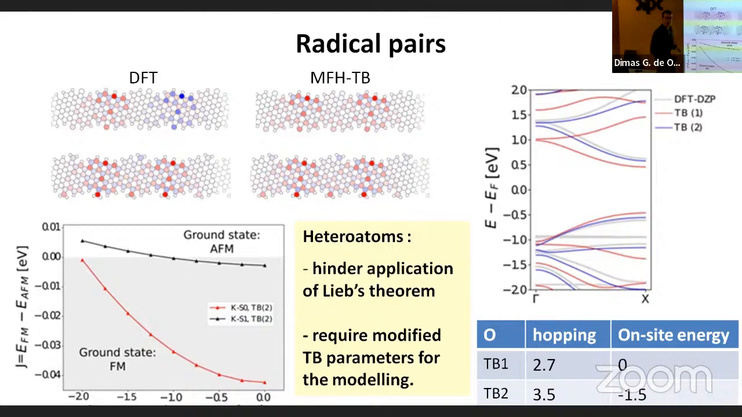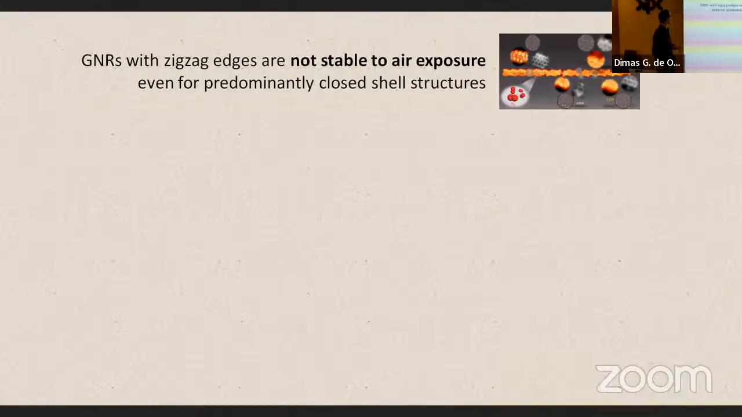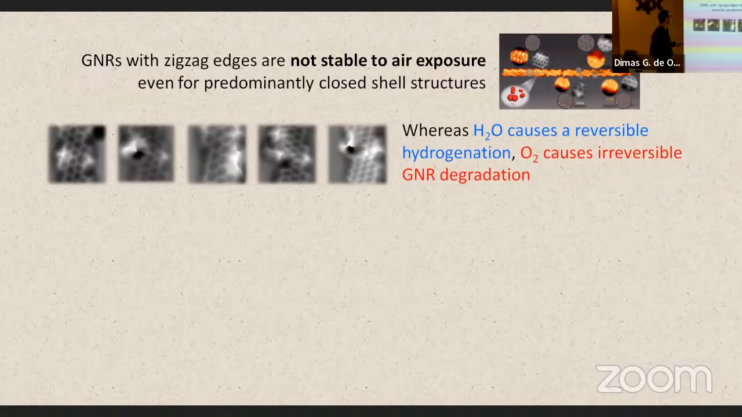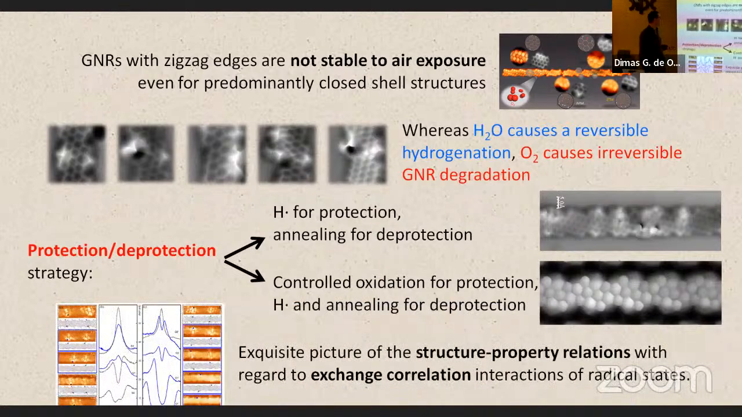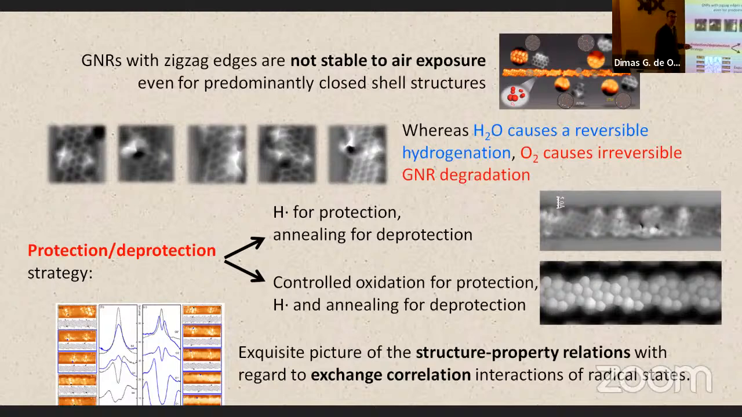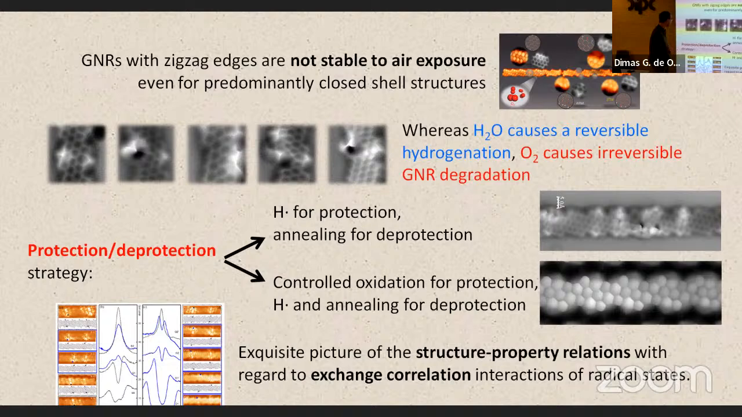And this now brings me to an end. So I just showed you that graphene nanoribbons with zigzag edges are not stable to air exposure, even for predominantly closed-shell structures. Whereas water causes a reversible hydrogenation, oxygen causes irreversible graphene nanoribbon degradation. We have developed ways to apply this protection, deprotection strategy to on-surface chemistry under UHV conditions. And we have gotten a very nice understanding of the structure-property relations with regard to exchange correlation interaction of radical states.